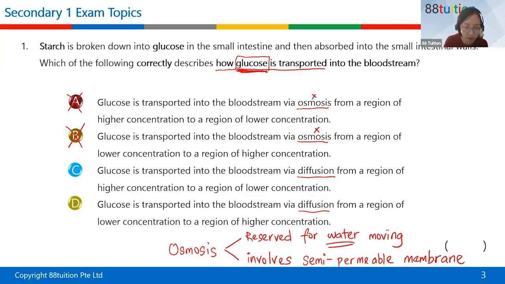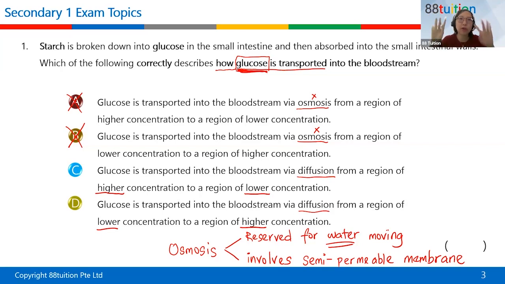C and D talk about glucose being transported into the bloodstream via diffusion, double F, from a region of higher concentration to a region of lower concentration. The other one is lower concentration to higher concentration. So can everybody type your answer into the chat, C or D? Make a guess then. This one should be quite simple for everyone, C or D. Do the molecules move from higher concentration to lower concentration, or from lower concentration to higher concentration? I'll give you a clue.